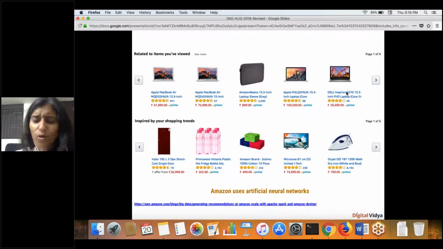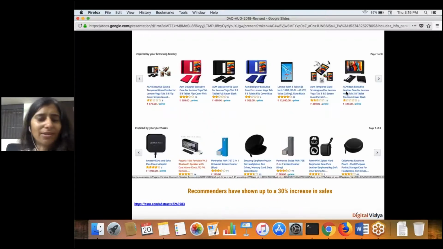And pretty much every e-commerce engine uses different levels of recommendation algorithms to suggest things to you, inspired by everybody's shopping trend, collective, yours, your viewing, your browsing, your purchases, right? So it tries a whole lot of combinations.